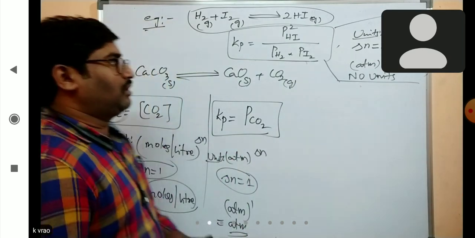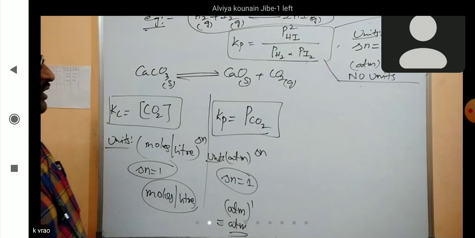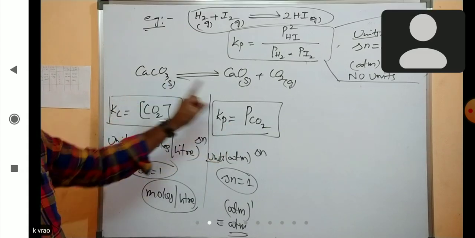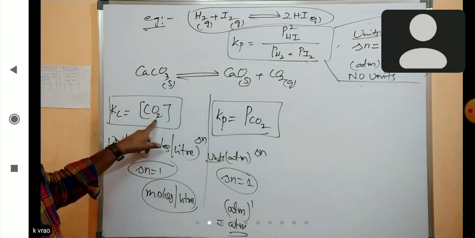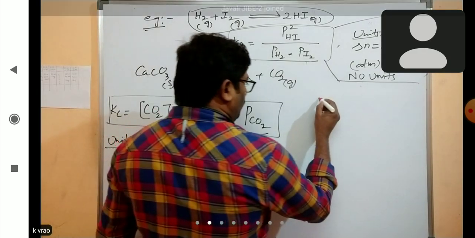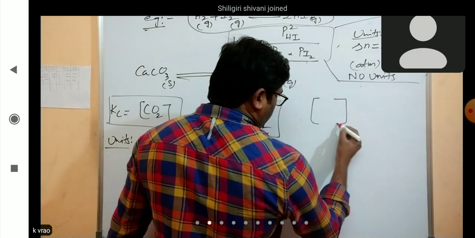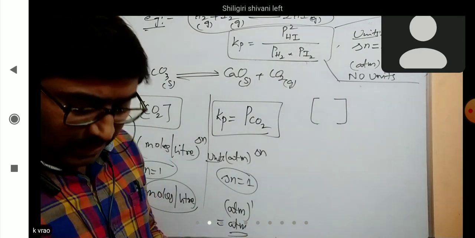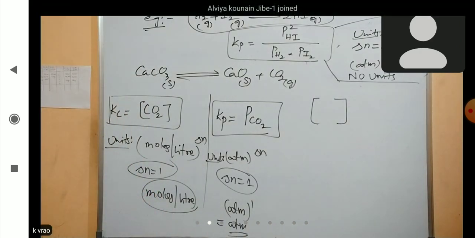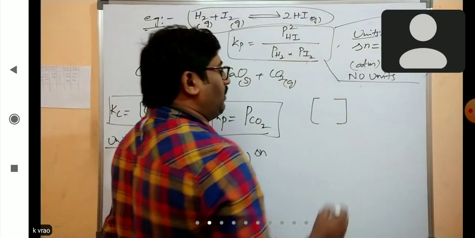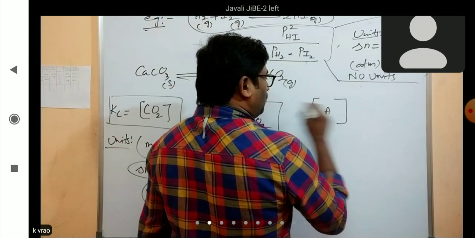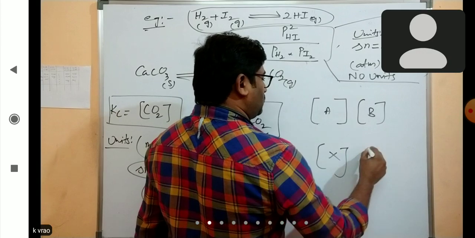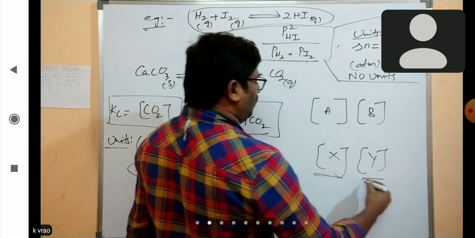So this is the equilibrium constant with respect to the molar concentration and with respect to the partial pressure, Kc and Kp. Here we consider the molar concentration. Molar concentration is usually enclosed in square brackets. Anything enclosed in a square bracket represents the concentration of A or the concentration of B. So concentration of X, concentration of Y, like that we have to pronounce.